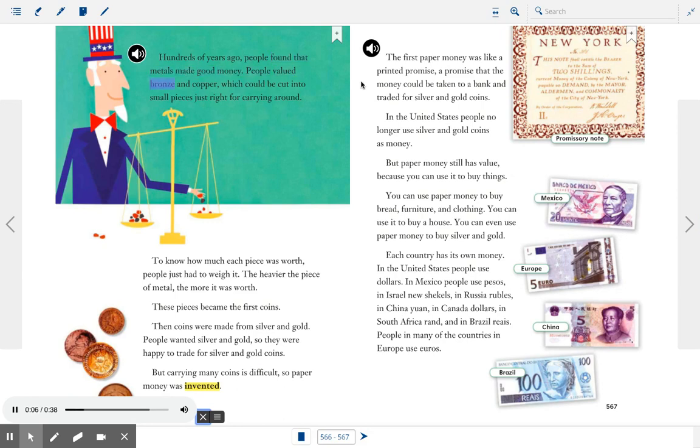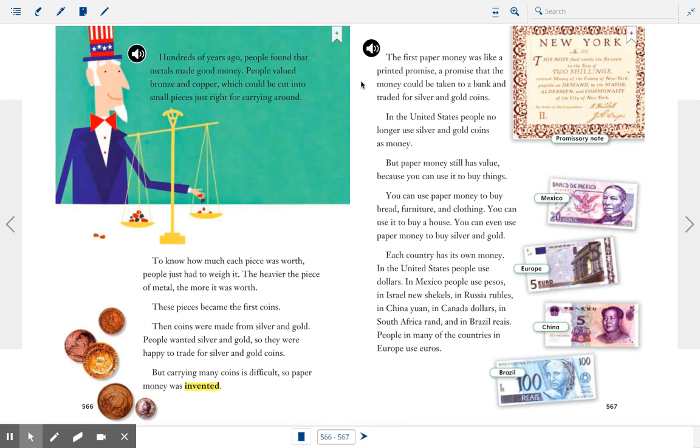People valued bronze and copper, which could be cut into small pieces just right for carrying around. To know how much each piece was worth, people just had to weigh it. The heavier the piece of metal, the more it was worth. These pieces became the first coins. Then coins were made from silver and gold. People wanted silver and gold, so they were happy to trade for silver and gold coins. But carrying many coins is difficult, so paper money was invented.